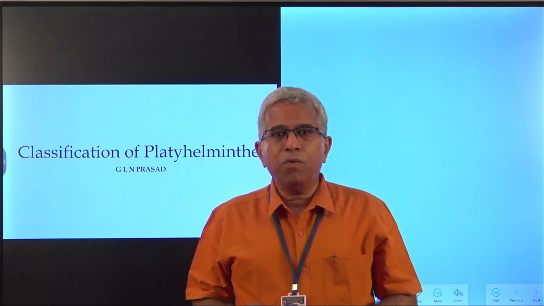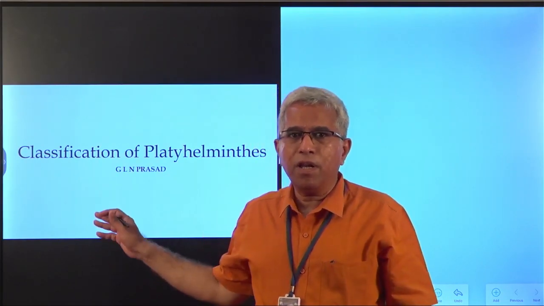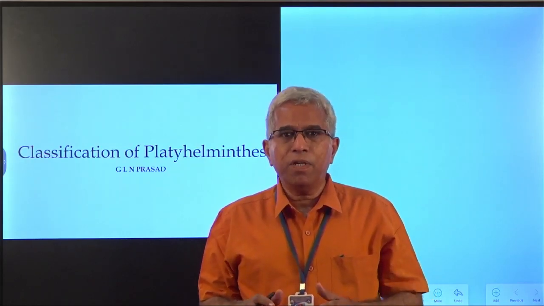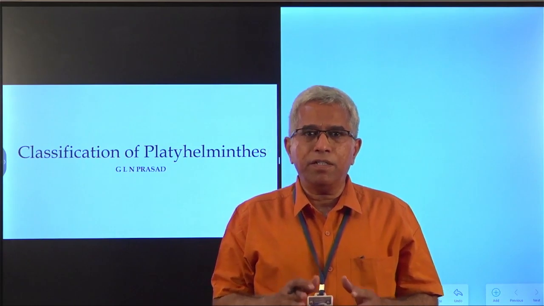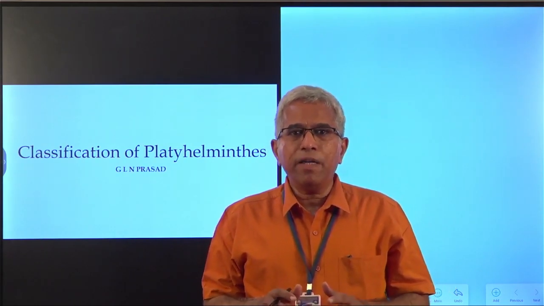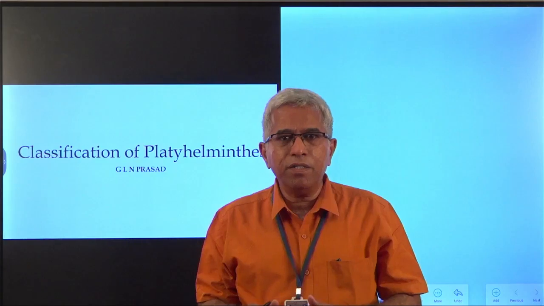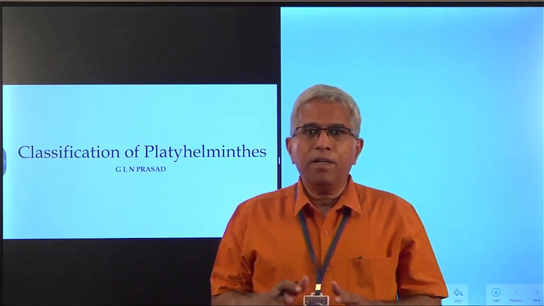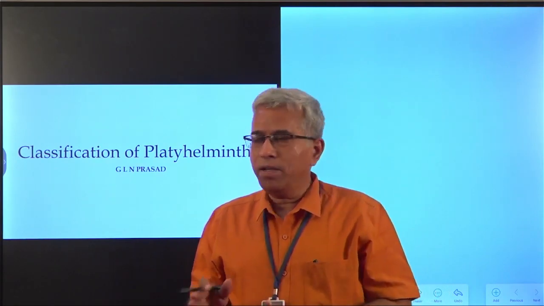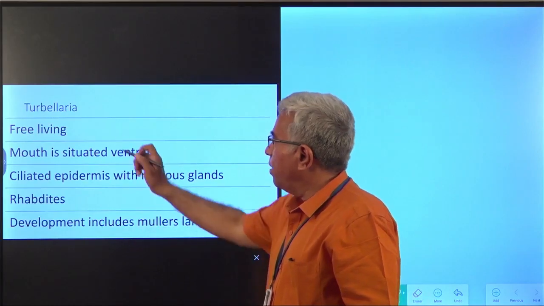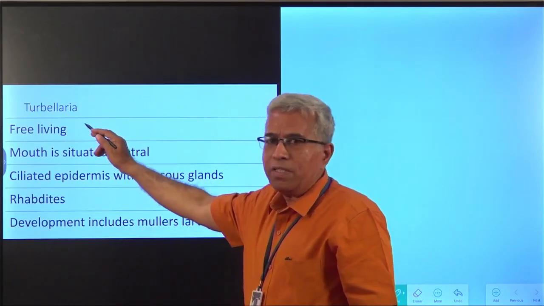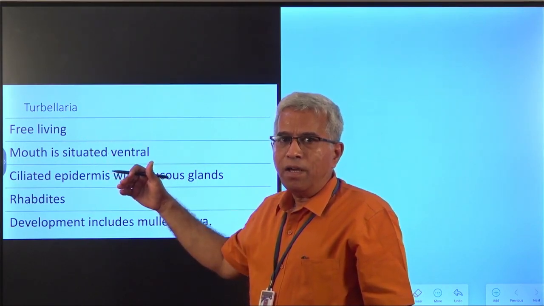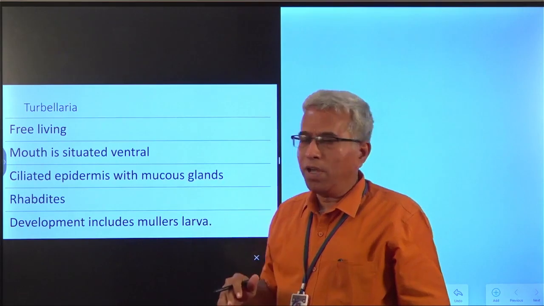In this class, we are going to learn about the classification of Platyhelminthes. Platyhelminthes are flatworms. They are dorso-ventrally flattened. The phylum Platyhelminthes is divided into three classes, namely Turbellaria, Trematoda, and Cestoda. Here you can see this is the first class called Turbellaria, followed by Trematoda, and another one is Cestoda.